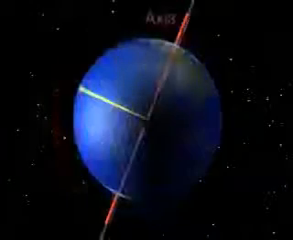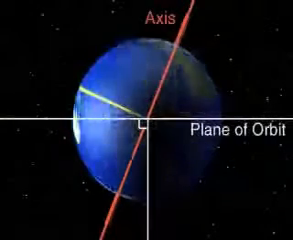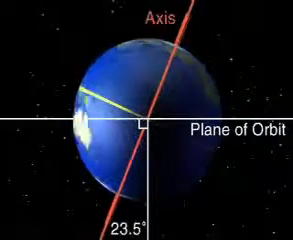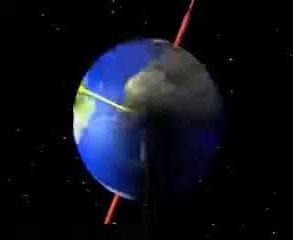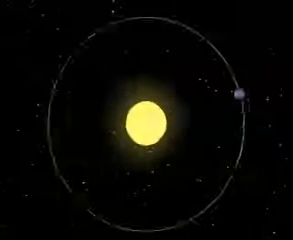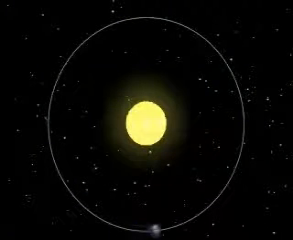The Earth's axis of rotation is not perpendicular to the plane of its orbit around the Sun. It is tilted at an angle of 23.5 degrees. Consequently, as the Earth orbits the Sun, the intensity of the rays striking a particular latitude changes during the year. This change in intensity is responsible for the seasons.